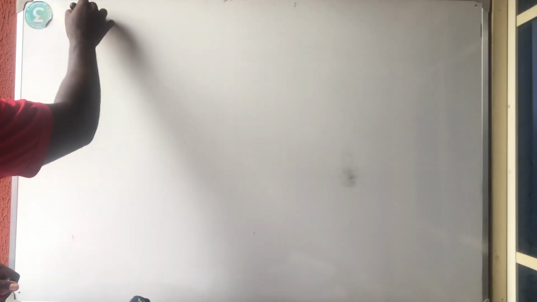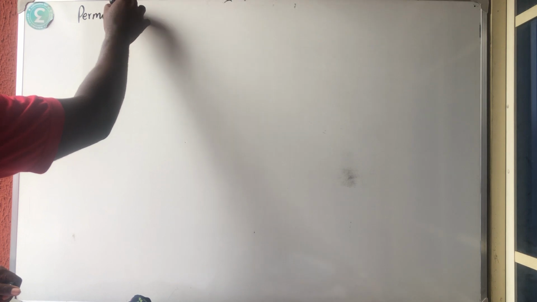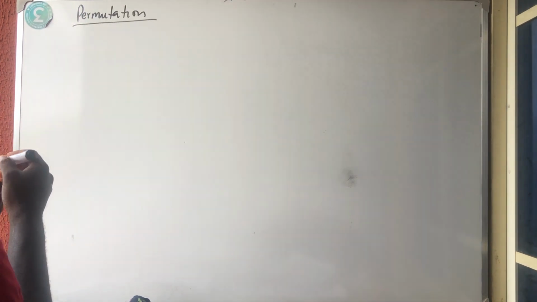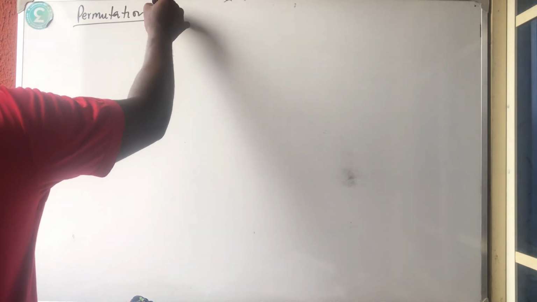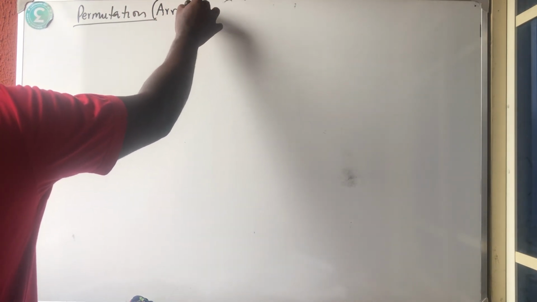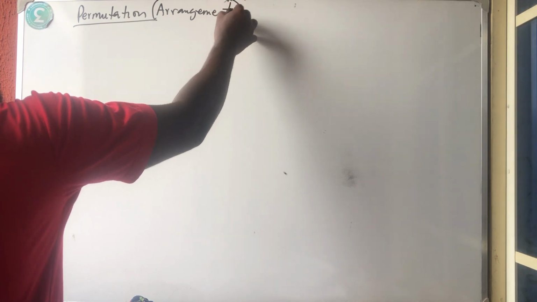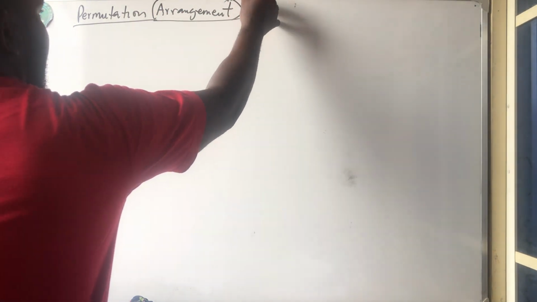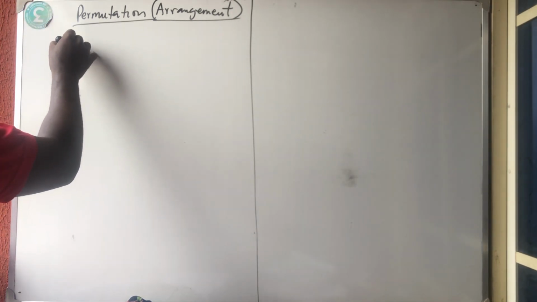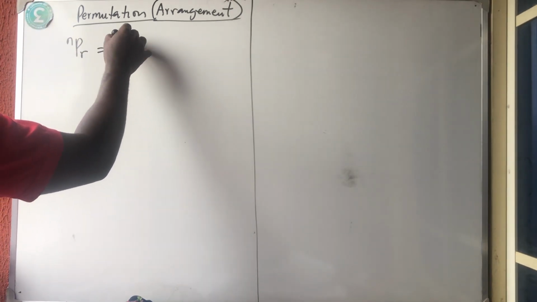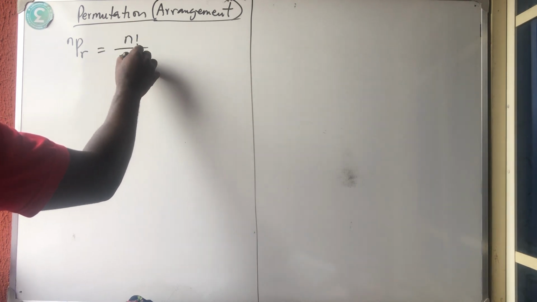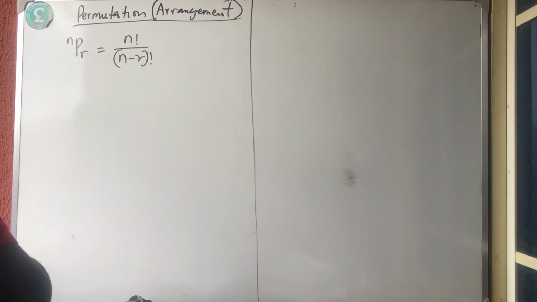Permutation. Already we know the formula for permutation, then we know the definition. Please, anytime you write permutation, please write arrangement so that you do not forget. Arrangement. So permutation is simply arrangement. So now, do you know the formula? That n permutation r is up factorial all over just up minus down factorial. That's all.